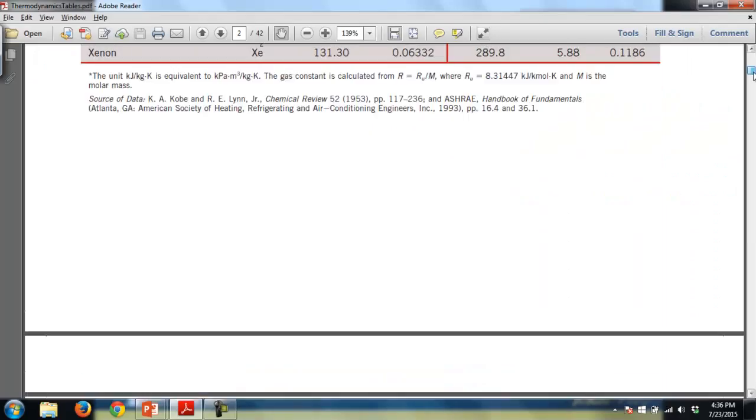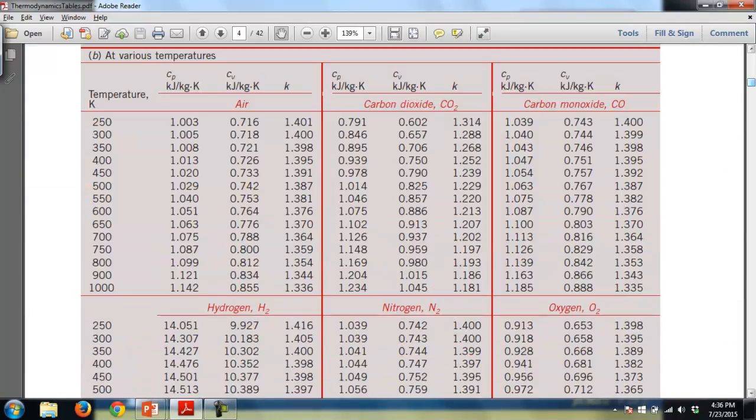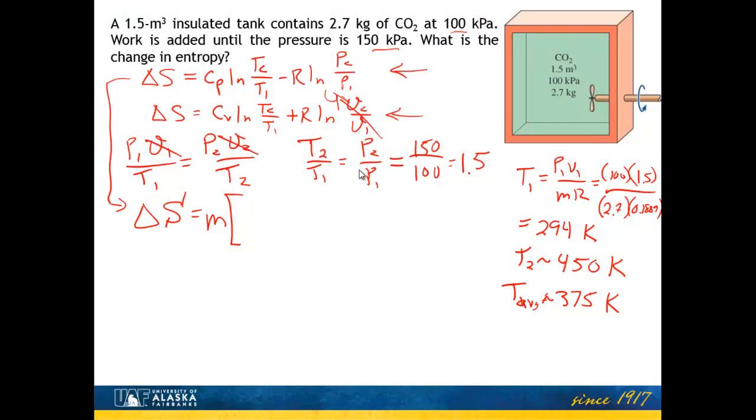So now we need to go down to table A2. And here's my carbon dioxide, and 375 is going to be somewhere in between 350 and 400. So my Cp value is somewhere between 0.895 and 0.939. So if I go ahead and average those values, I did that, and Cp is about equal to 0.917. And since we're going to use the second equation, I need to know what Cv is as well.